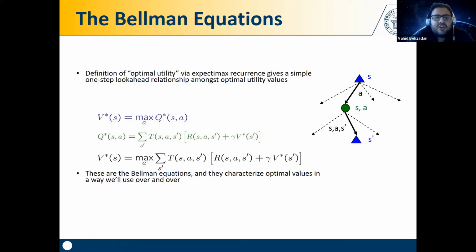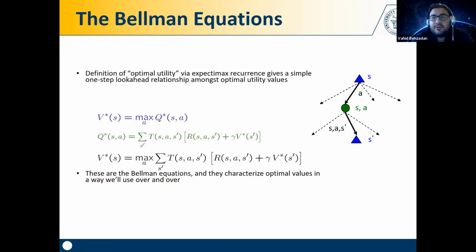These are known as the Bellman equations, and they characterize optimal values in a way we will use over and over. Bellman equations are very famous. They are one of the cornerstones, one of the pillars of discrete control. They are one of the pillars of dynamic programming or approximate dynamic programming. And they keep coming up as we go forward in this course.